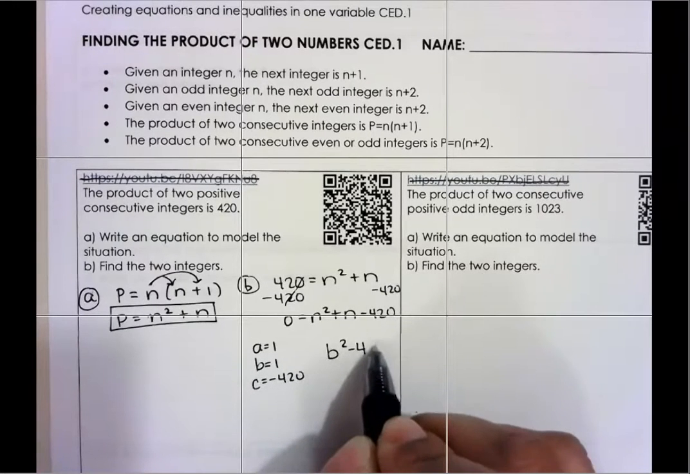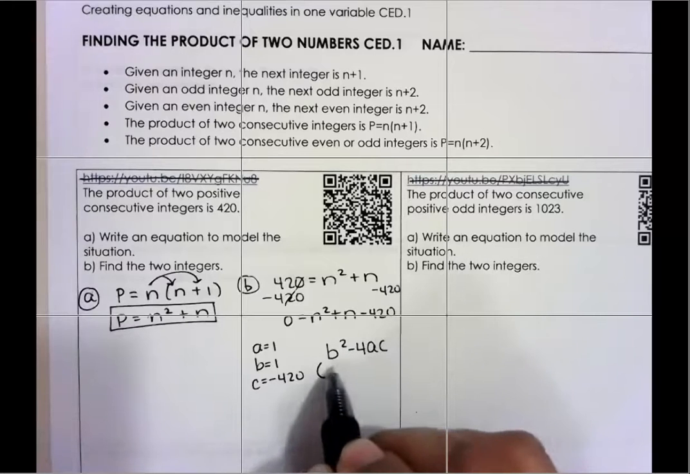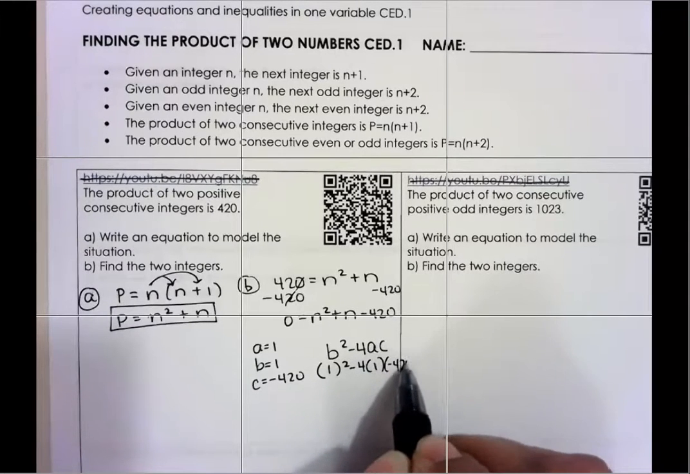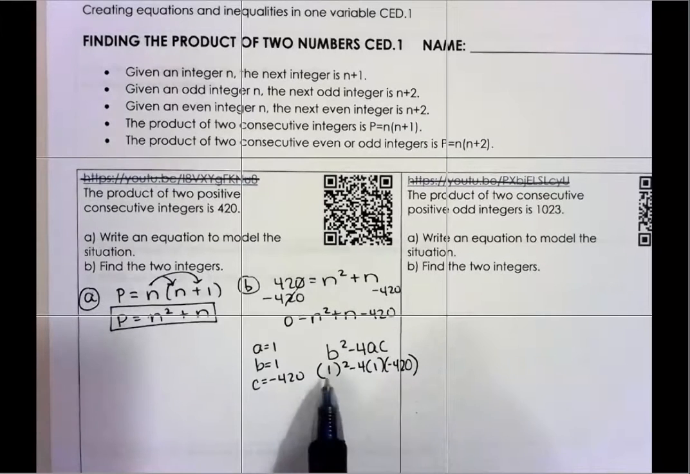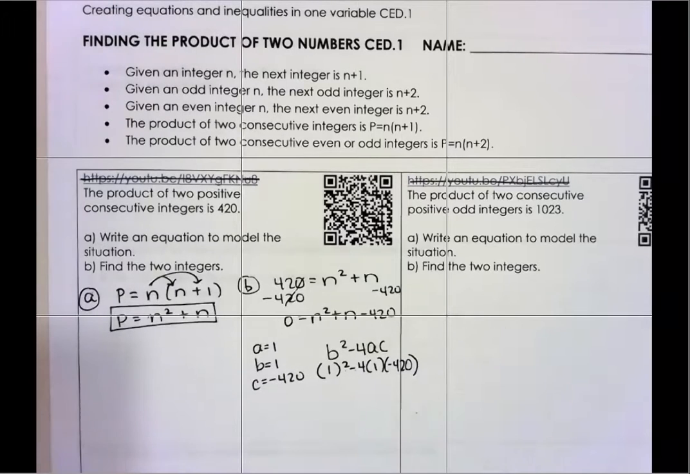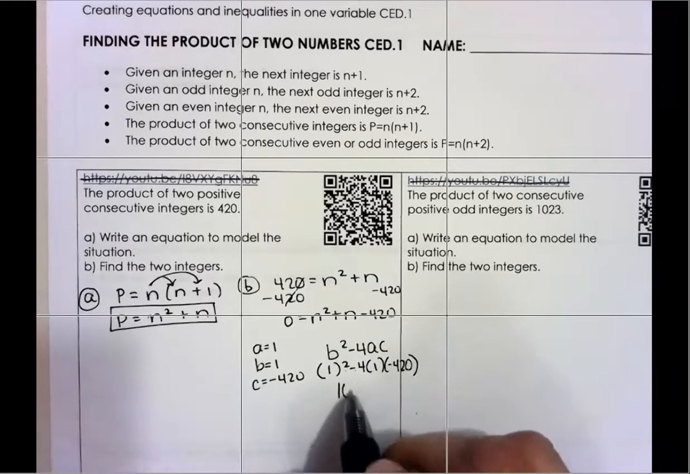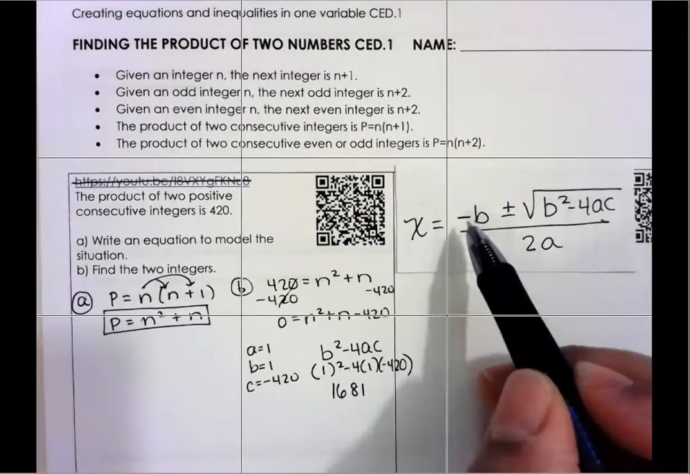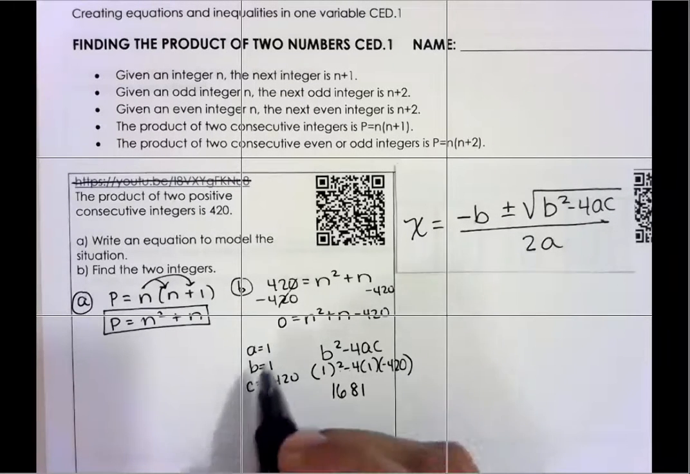I'm going to find my discriminant. Right, b squared is 1 squared minus 4 times a, which is 1, times negative 420. And using the calculator, we find that the discriminant is 1681. Now we're going to plug it into the quadratic formula. And here's the quadratic formula, and it's negative b, that means opposite of b.